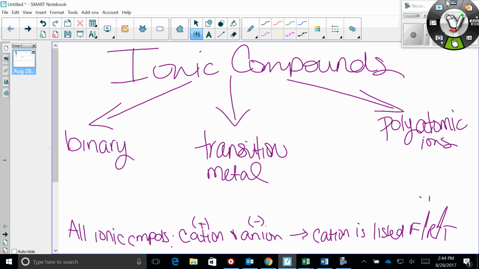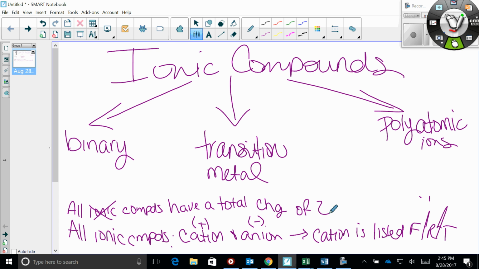The other thing we have to know is that all ionic compounds, really just all compounds, have a charge of 0. Right? What's a binary mean? 2. Two parts. This is your traditional metal plus non-metal.